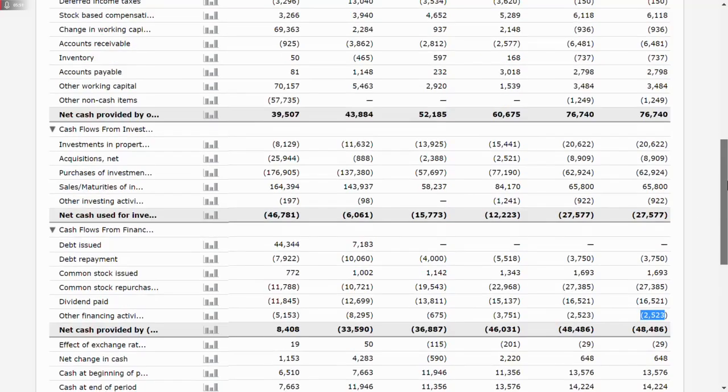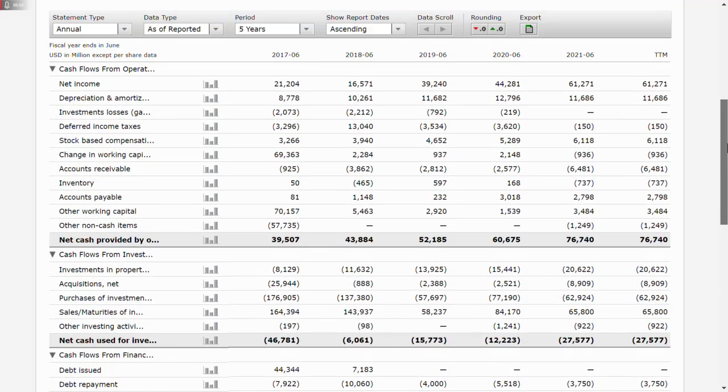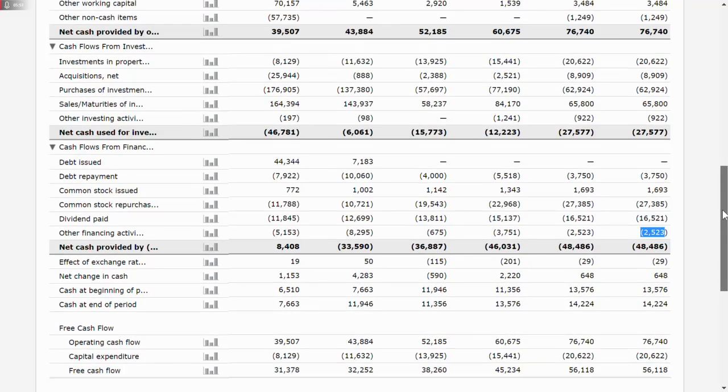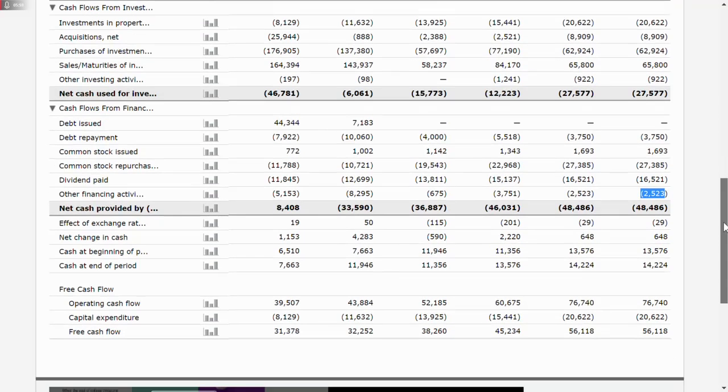So once you take all those cash flows, whether they're flows coming in or flows going out, remember the flows going out are in parentheses or negative numbers, you get to a figure of the net cash provided, and the most important one is this one here, cash at the end of the period, which is $14,224,000,000.